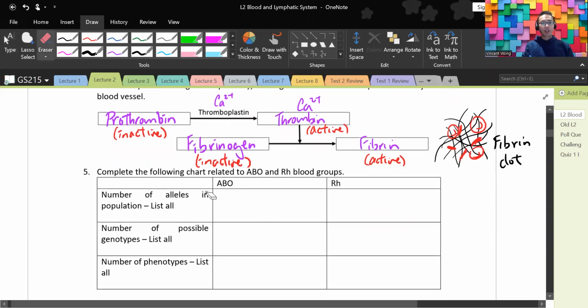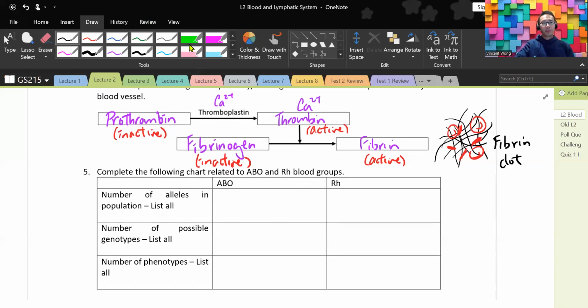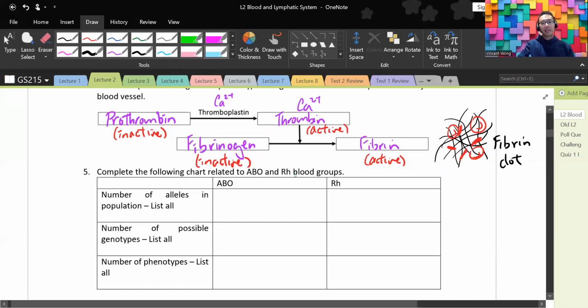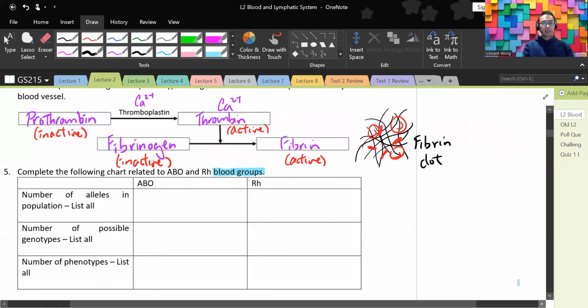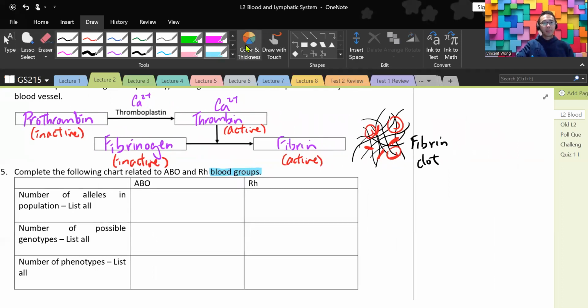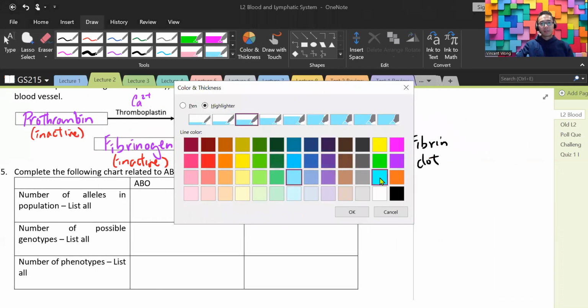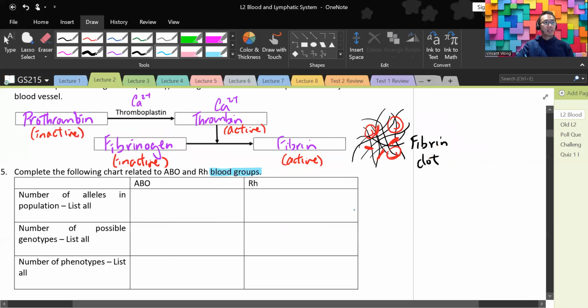Complete the following chart related to ABO and RH blood group. Can someone explain to me what is the meaning of blood groups? Anybody can help me out here? Feel free to unmute or type in. Antigens and antibodies. Part of what you said is correct. Thank you, first of all.